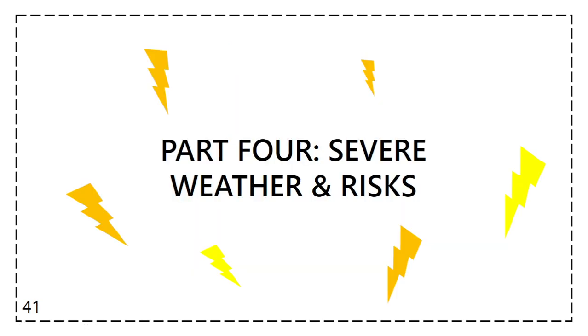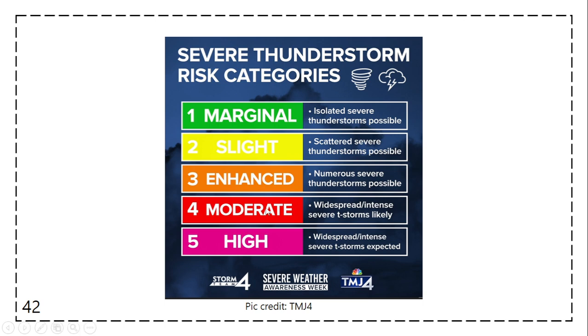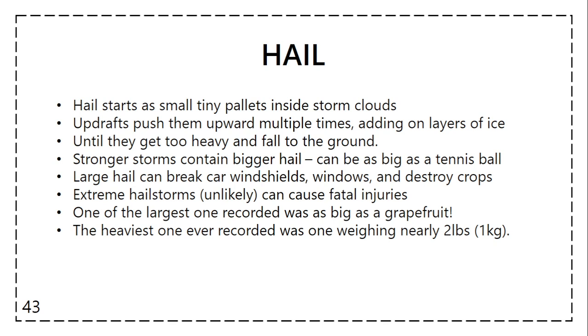4. Severe weather and risks. Almost at the end. Severe thunderstorm risk categories. Marginal: isolated thunderstorms possible. Slight: scattered severe thunderstorms possible. Enhanced: numerous severe thunderstorms possible. Moderate: widespread, intense severe thunderstorms likely. High: widespread, intense thunderstorms expected. This is mostly used in the USA, although some other countries do still use it, so for the sake of this video, I will still cover this.